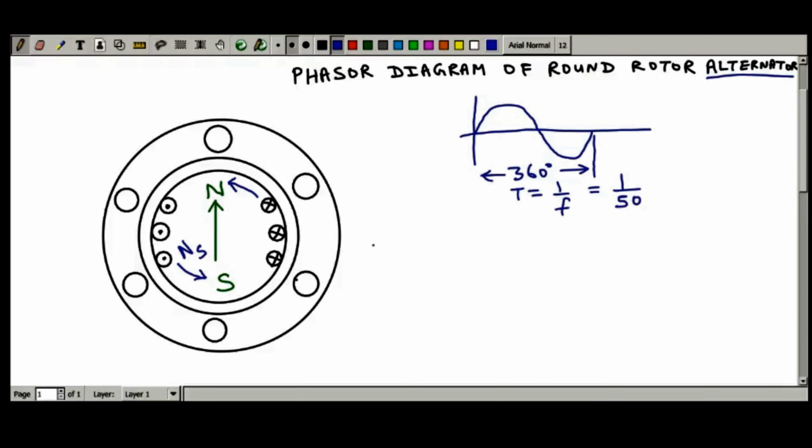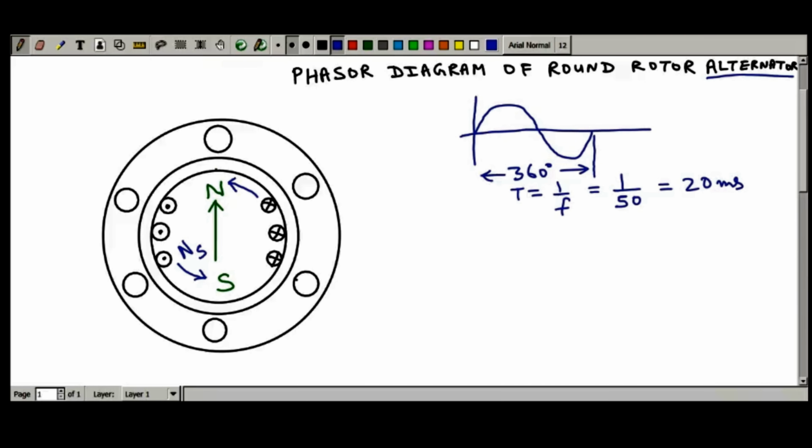Of course, you have to drive the rotor at that speed. So if you just simplify this, it will come as 20 milliseconds. So 360 degree means 20 milliseconds. So 120 degree means 20 by 3 milliseconds. So when we say that between the time instant when peak is happening in phase A and peak is happening in phase B, there should be a gap of 20 by 3 millisecond, or you can call that 120 degree.